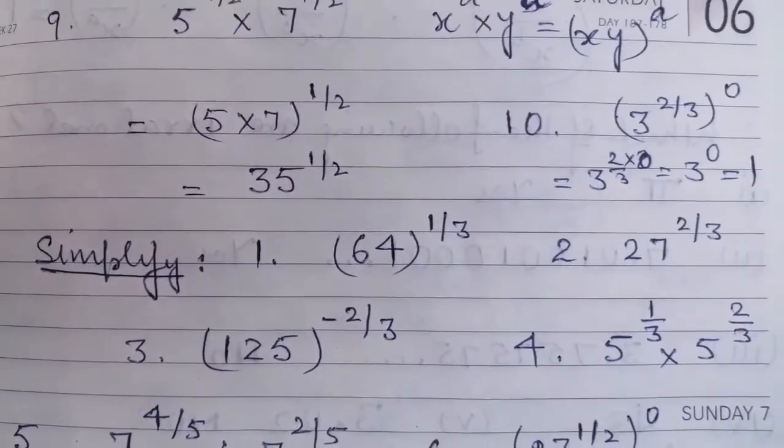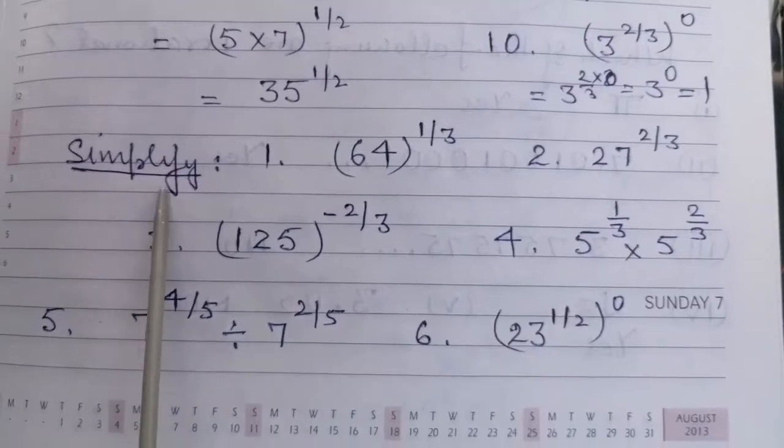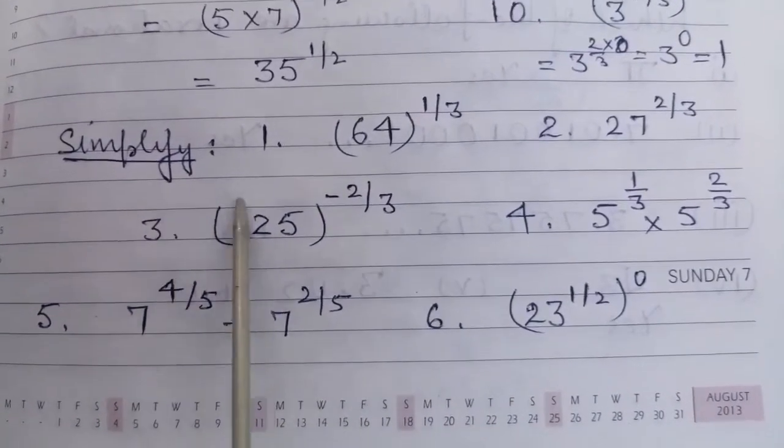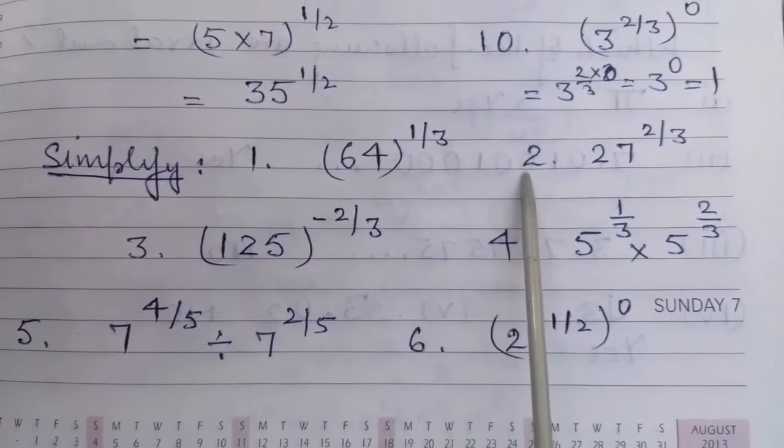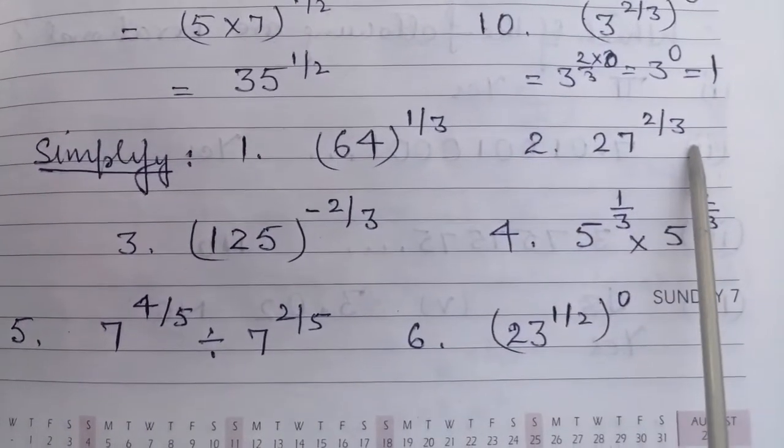Now I've given few questions for practice. Right? First is, we have to simplify these. First is 64 raised to power 1 upon 3. Second is 27 raised to power 2 over 3.